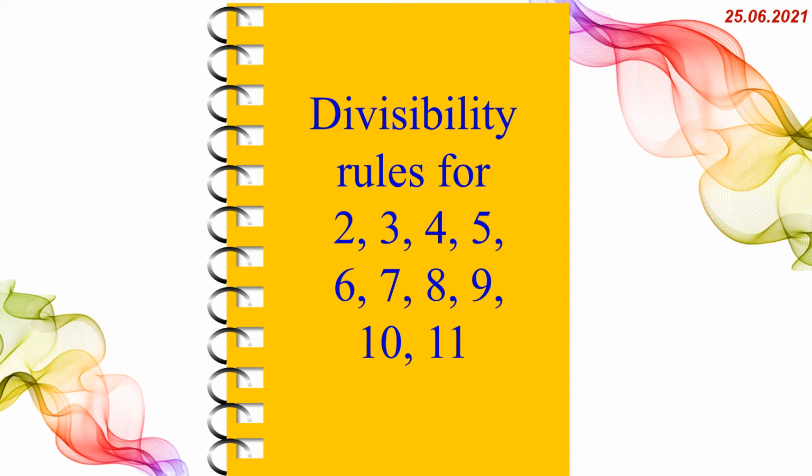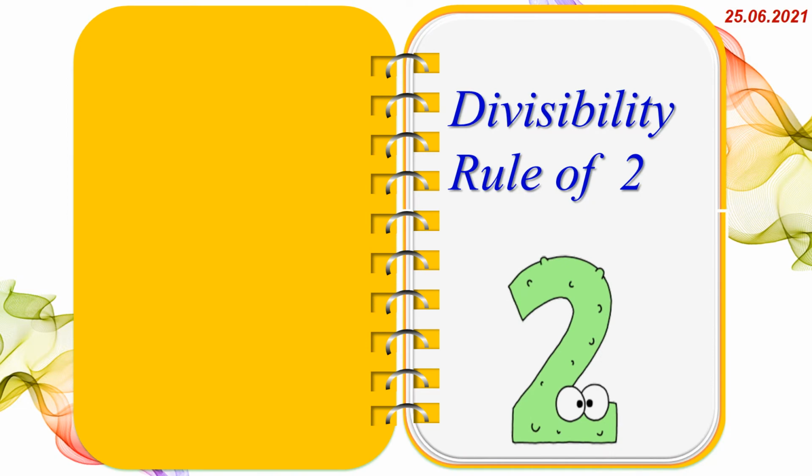Children, now we are going to learn some special rules for divisibility. They help us to recognize divisibility. By the end of the section you will know some shortcuts for divisibility. So let's see the divisibility rules for 2, 3, 4, 5, 6, 7, 8, 9, 10 and 11, one by one. So this is the divisibility rule of 2.